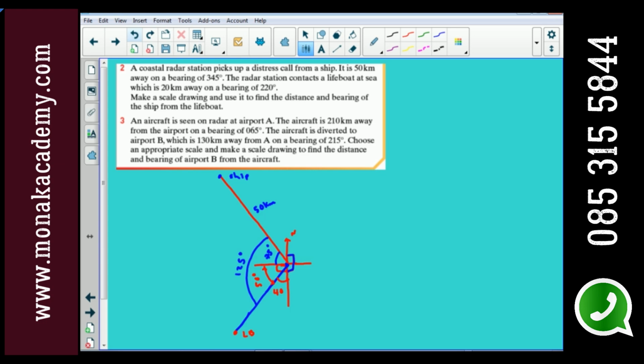So what they are asking now is: find the distance and bearing of the ship from the lifeboat. So what we want is that distance. So you have to use the cosine rule.